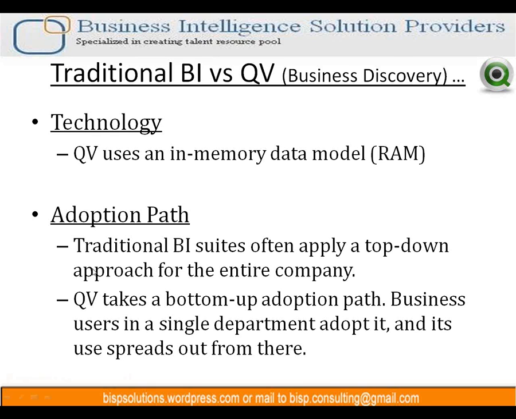Regarding the adoption path we saw in the previous chart, traditional BI suites apply a top-down approach to the entire company. You build the dashboards for the entire company, and from there you publish them entity-wise to all the different departments of the organization. QlikView, in comparison, takes a bottom-up adoption path. Business users in a single department adopt it, and its use spreads out from there. You need not create the application for the whole organization and then split it entity-wise.